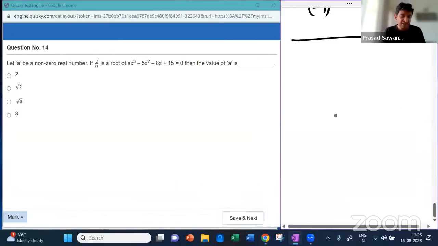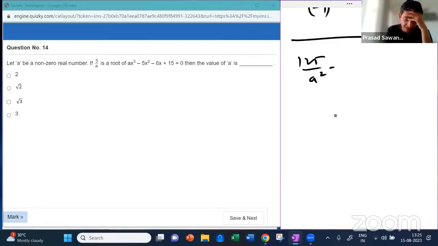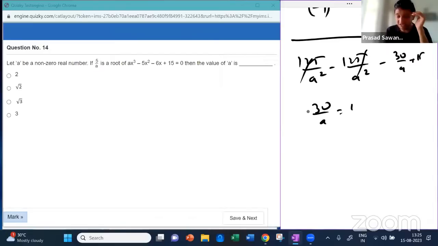Okay. Let a be a non-zero number. If 5 by a is a root of something, then the value of a is what? 5 by a is a root of this thing. So we can just put 5 by a instead of x now, and then equate it to 0. So 125 by a square minus 30 by a. Okay, so nice. It's a nice question because this will get cancelled out. 30 by a equals 15, a equals 2. Nice question.